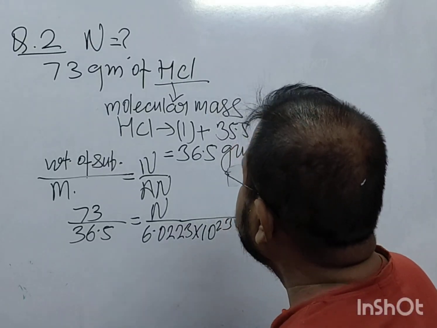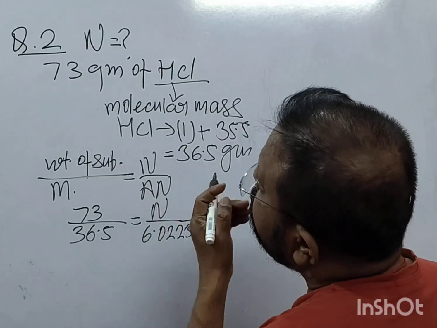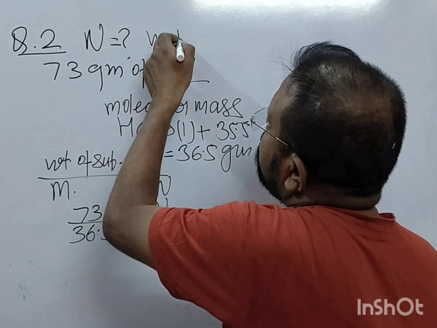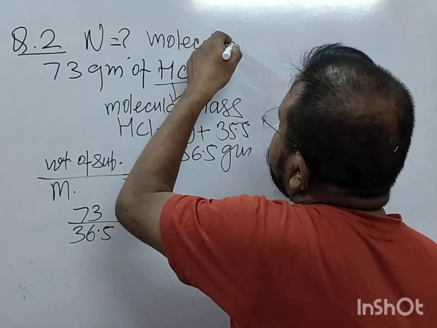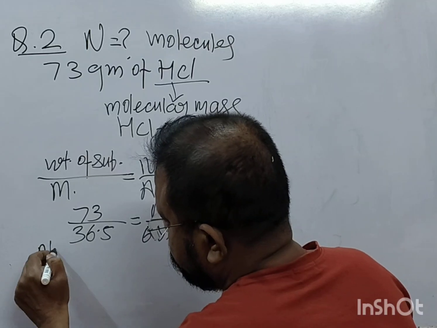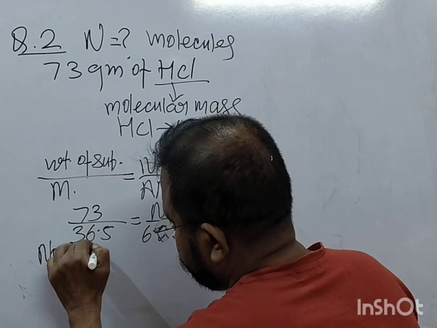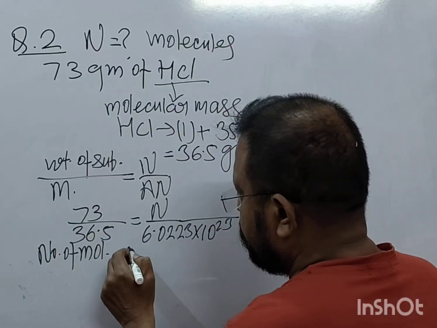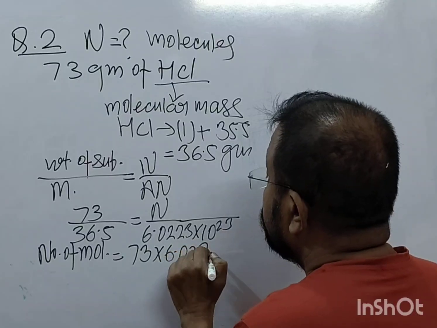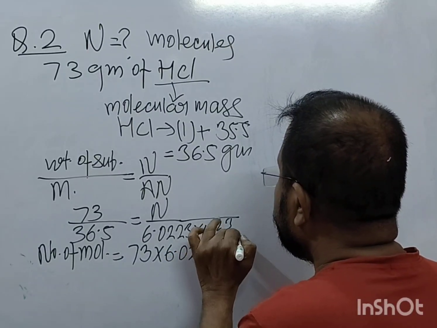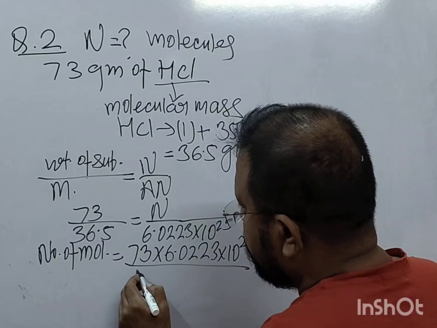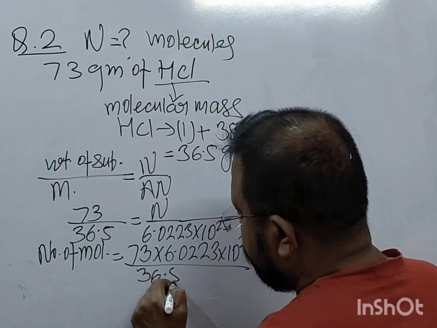Right? Molecules. We have to find number of molecules. So how much you get cross multiplied? So number of molecules is equal to 73 into 6.0223 into 10 raised to the power 23 upon 36.5. You get this?